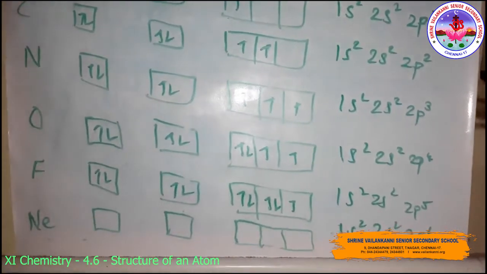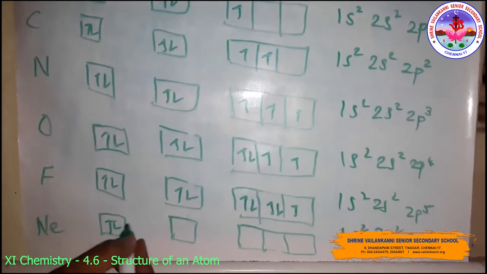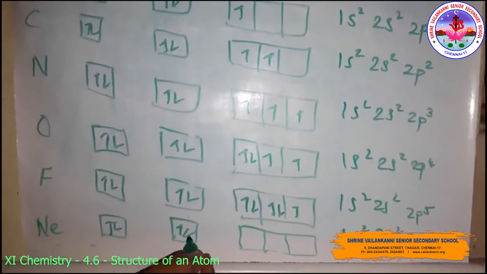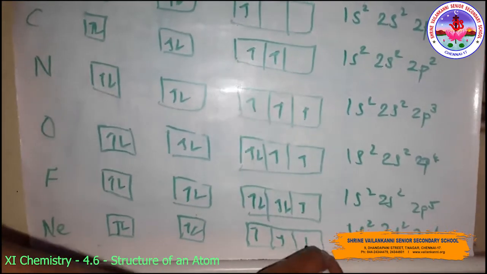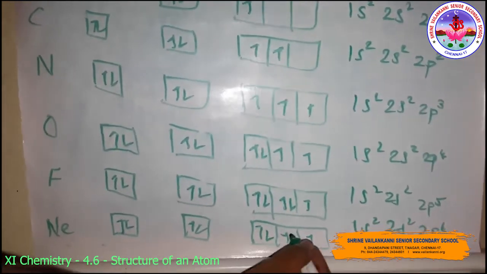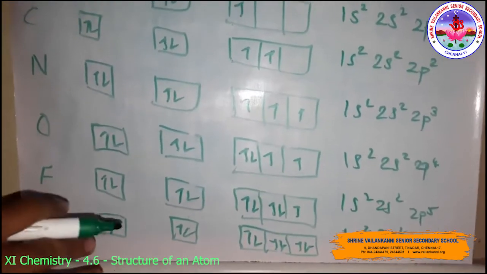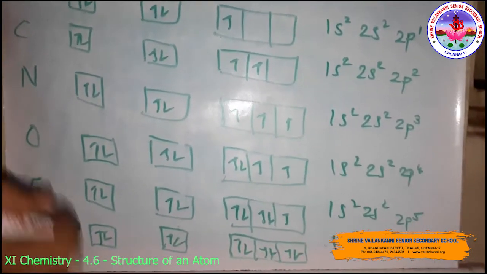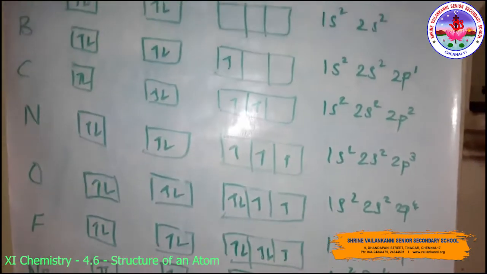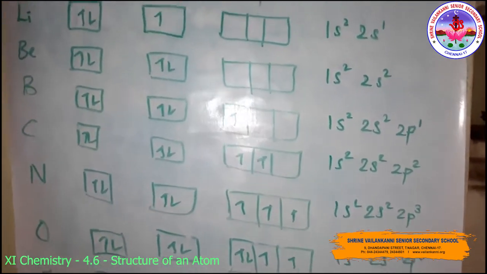So all p orbitals electrons are completely filled. This process is complete with the neon atom. So these are the orbital pictures of the elements, and then the electronic configuration of the elements.